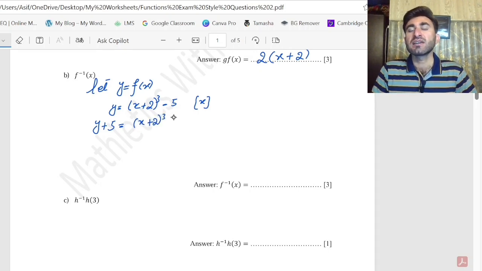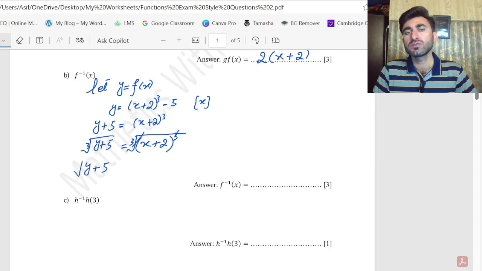Now because the subject lies in the cube, we have to remove the cube, and we shall take the cube root on both sides. 3 will be written in the index, and the cube root and the cube of (x plus 2) shall cancel each other. So we are left with the cube root of (y plus 5) equals x plus 2. Now we only need to remove 2, and it will become minus 2 plus the cube root of (y plus 5), and that equals x.